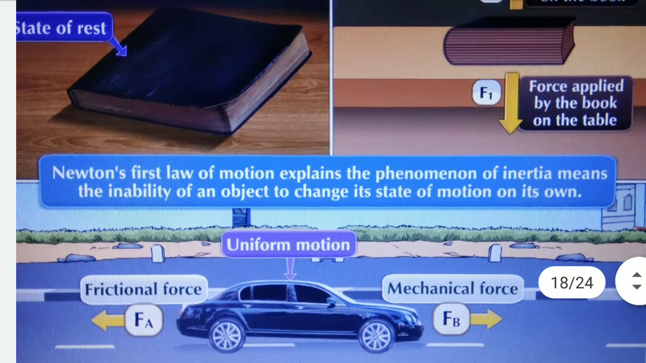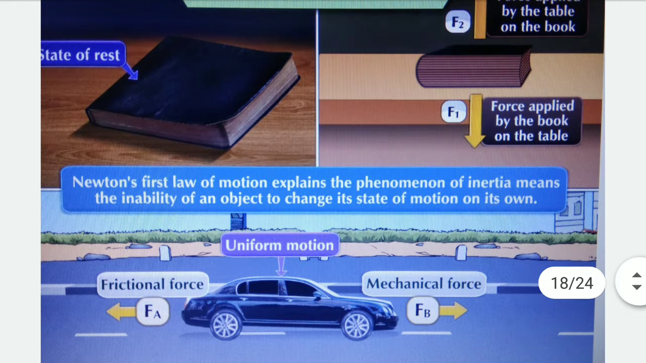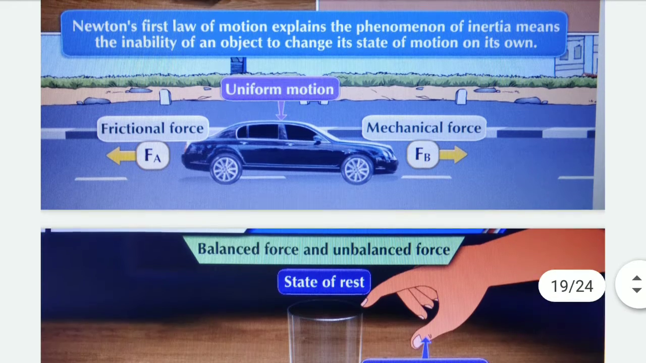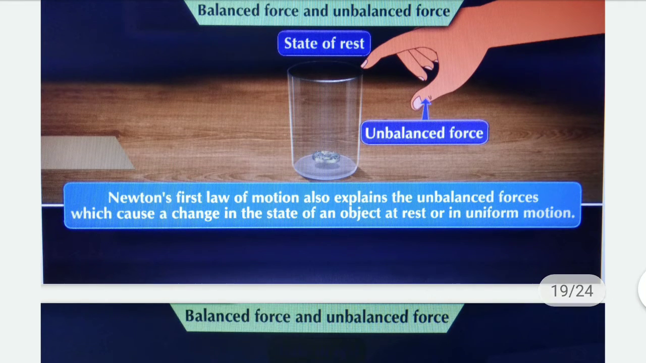Newton's first law of motion explains the phenomenon of inertia, meaning the inability of an object to change its state of motion on its own. Newton's first law of motion also explains the unbalanced forces which cause a change in the state of an object at rest or in uniform motion.